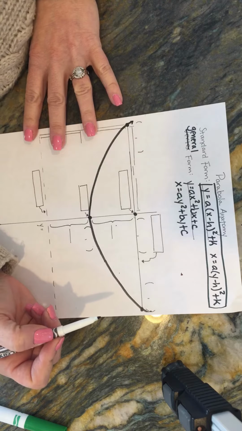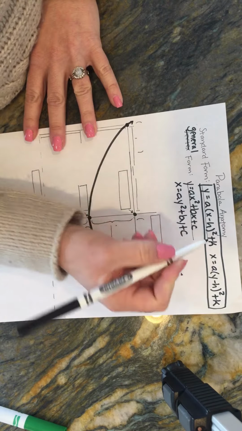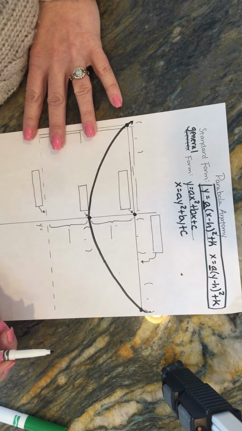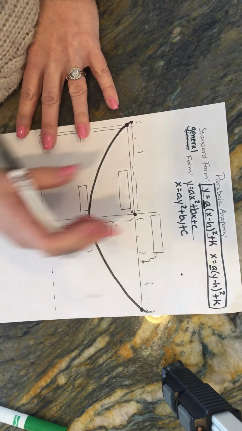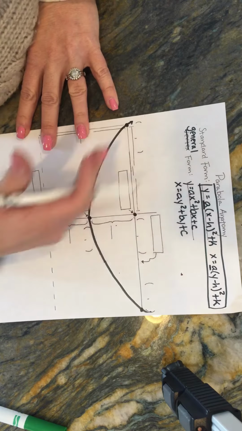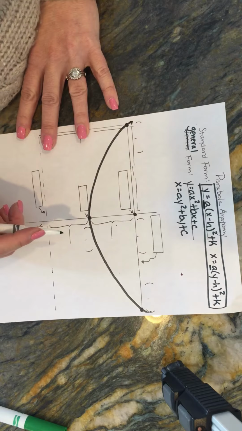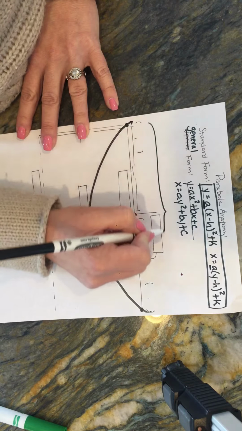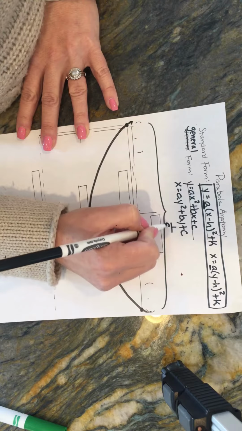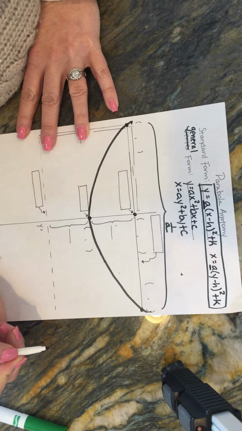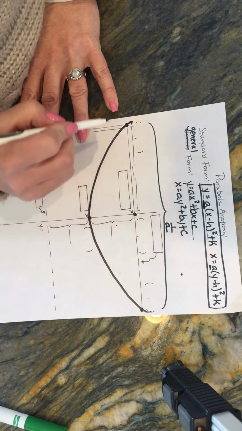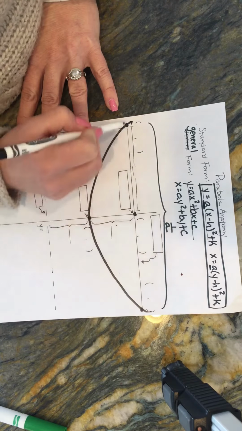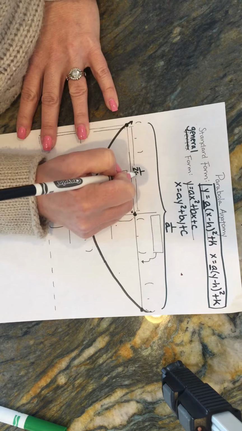So remember, when we are stretching and shrinking, we look at this coefficient here, and that tells us the vertical stretch and shrink. The vertical and the horizontal are perpendicular to each other. So your horizontal will be a stretch of 1 over a. So that makes this distance from here to here, or from here to here, half of that. So 1 over 2a.